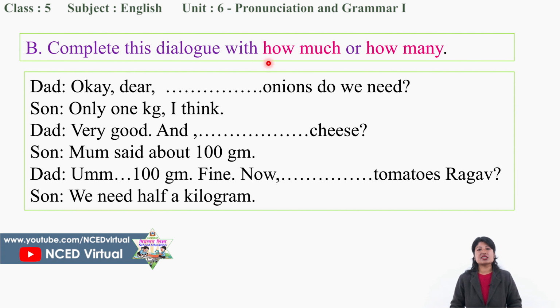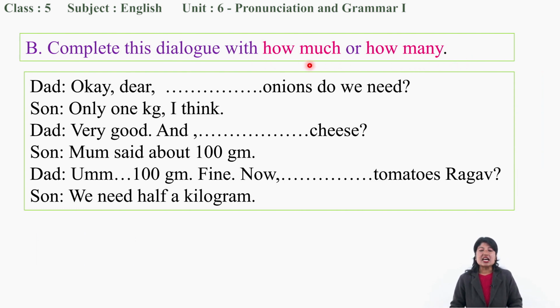Again, our exercises about how much and how many. Complete this dialogue with how much or how many. Let's start. Dad: Okay dear, blank onions do we need? How do we say? How much onions do we need? Then the answer is what? Only 1 kg, I think. It's in kg, that's why how much. Very good.